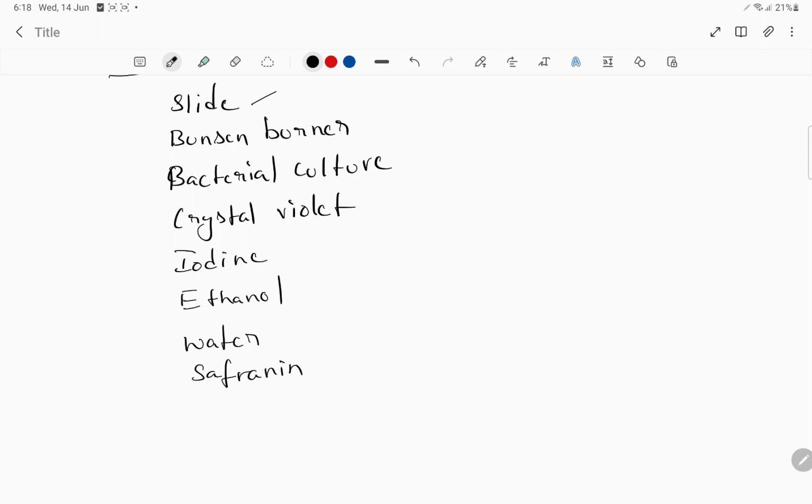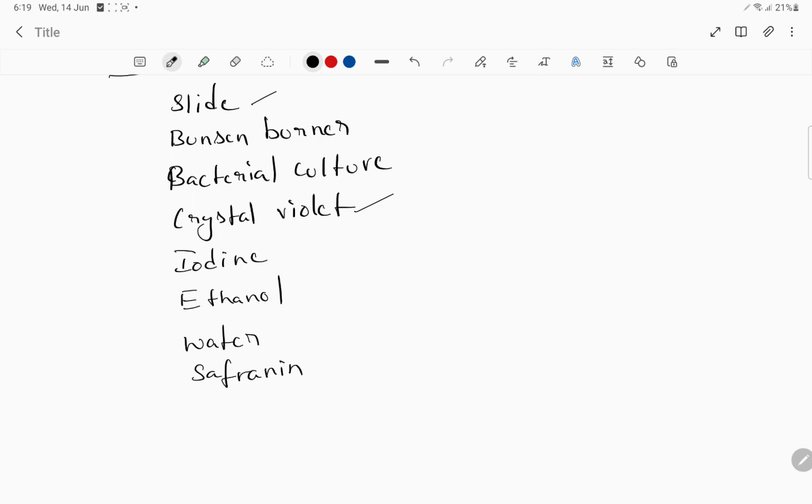So we have to fix that slide with the bacterial culture by taking a drop of bacterial culture on the slide. And now we have to heat it with the help of a Bunsen burner, so the bacteria will fix on the slide. Later we have to add the crystal violet. After adding the crystal violet, all the bacteria will take the stain. So afterwards we have to wash with water. Some of the stain will be lost. And later we have to add iodine to fix the stain. And afterwards we have to wash with ethanol again.